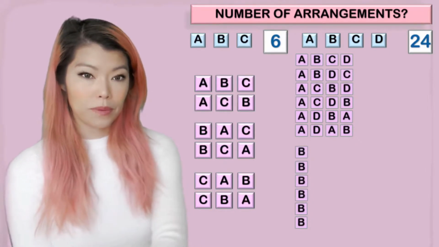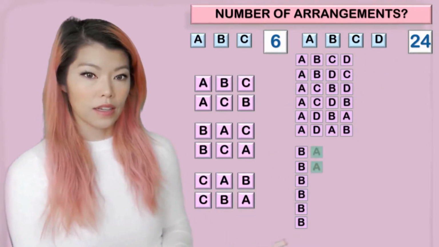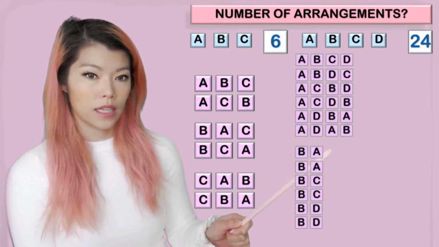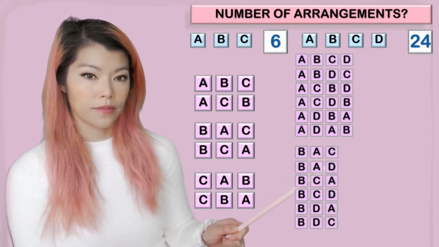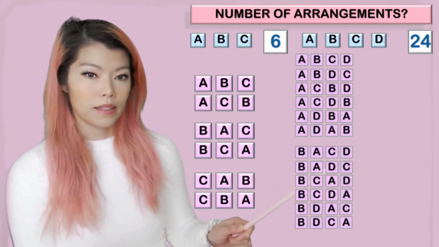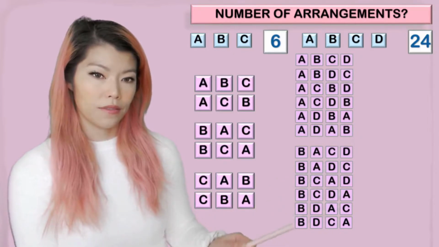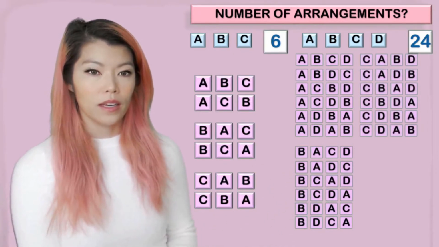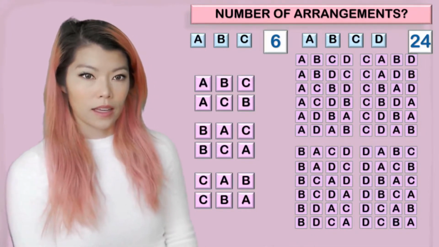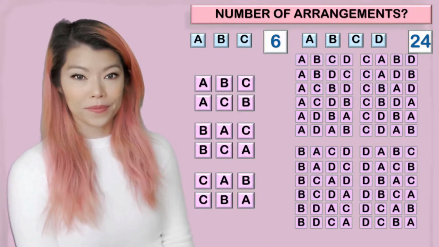If you started with B, then what choices do you have left? You could go A, C, or D. If you go A, you can go C next or D next. So B, A, C, what letter are we missing? D. B, A, D, what letter are we missing? C. So we only have one choice left for the 4th row. And you could do the same for the letter C and the letter D. Is there a faster way to count all these 24 choices?